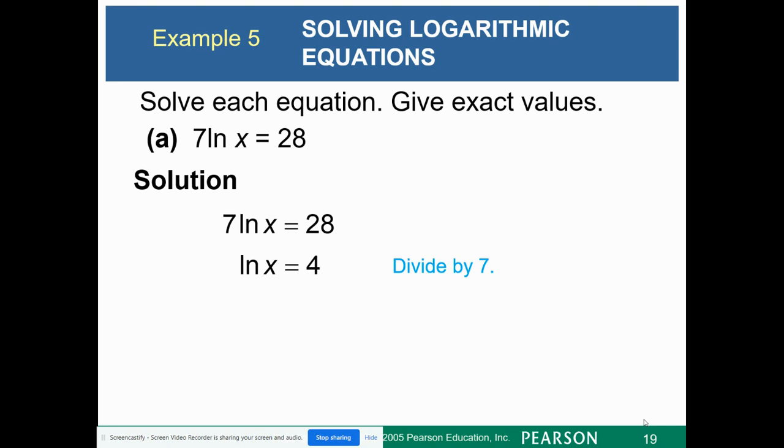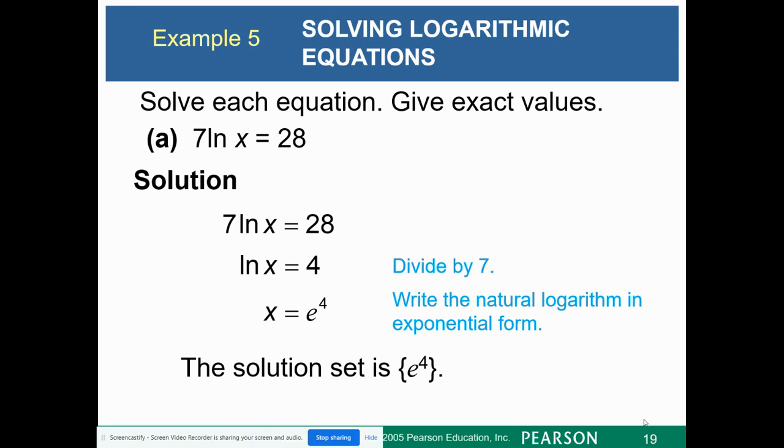I'm going to use the definition of logarithms. I'm going to rewrite this in exponential form. So e to the fourth power is equal to x. And I can leave my answer like that. I don't need to give a decimal value for that.